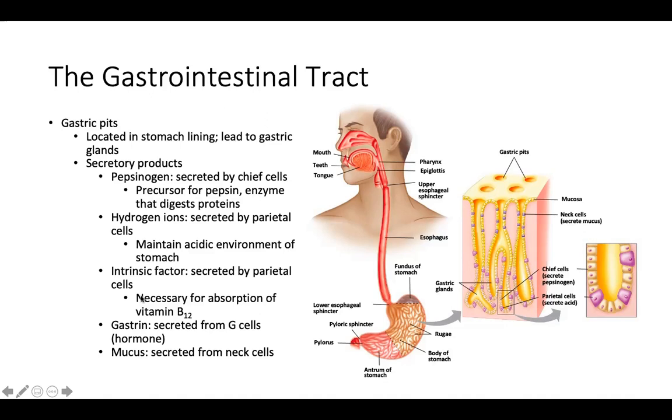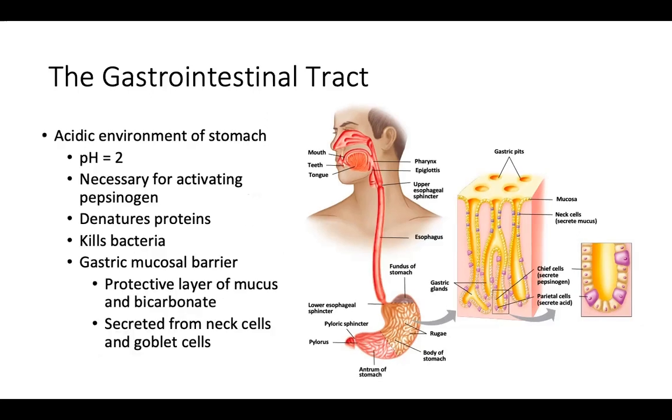Okay, so just to run through this again, make sure we have this straight. We've got chief cells, which secrete pepsinogen. Pepsinogen becomes pepsin. Pepsin breaks down proteins. We've got parietal cells. They secrete hydrogen ions. That's a part of that acid. They also secrete an intrinsic factor, which is important for absorbing B12. We've got G cells that secrete gastrin, which is a hormone. And then we've got the neck cells that secrete mucus and bicarbonate.